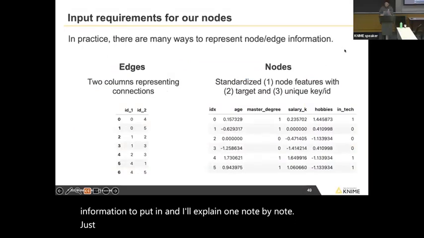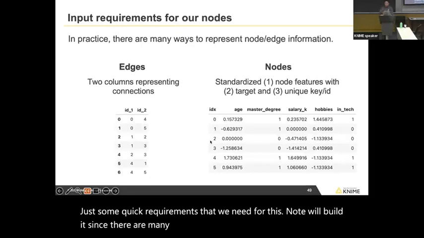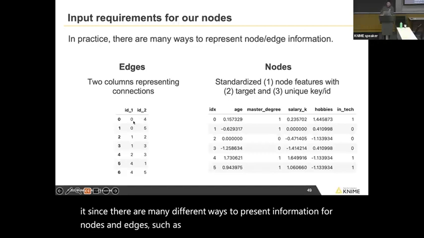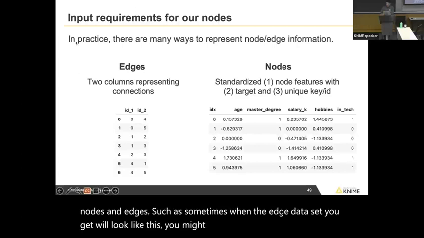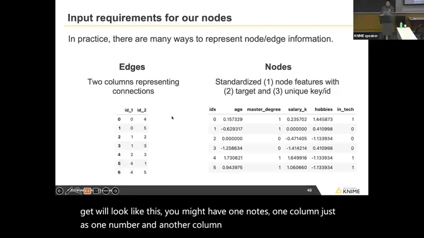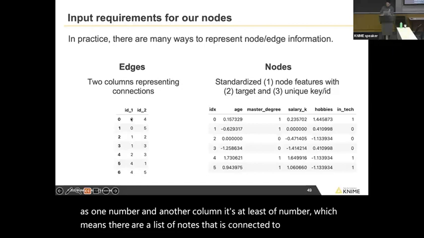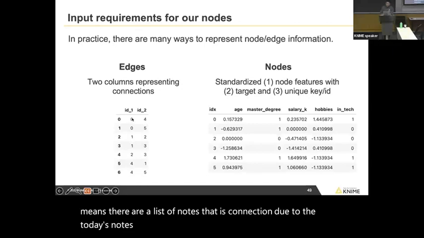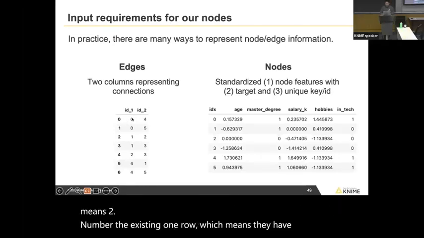Just some quick requirements that we need for this node to build it, since there are many different ways to present the information for nodes and edges. Sometimes the edge data set you get will look like this: you might have one column with just one number, and another column with a list of numbers, which means there is a list of nodes connected to this node. In this case, you have to transfer it into this format, which means two numbers exist in one row, which means they have a connection.